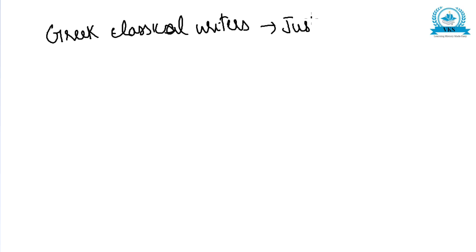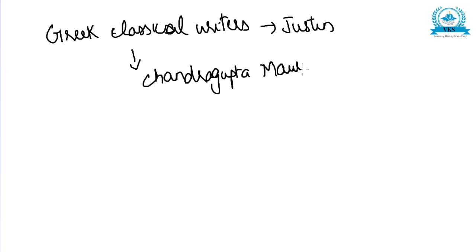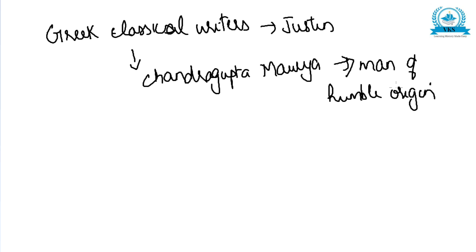Now if we see the Greek classics, the Greek classical writer Justin describes Chandragupta Maurya as a man of humble origin. He does not specifically say anything about the caste from which he originated, but he says that Chandragupta Maurya was a man of humble origin.